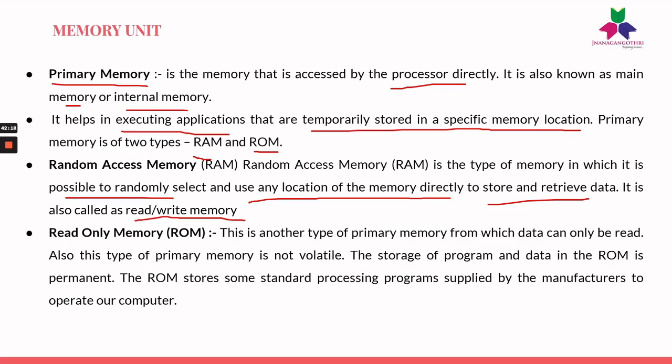The next type of primary memory is ROM. We call this read only memory. Read-only memory is another type of primary memory from which data can only be read. We cannot write or modify data once it is written onto the ROM. Also, this type of memory is not volatile, which means the data is still retained even when you turn off the computer.